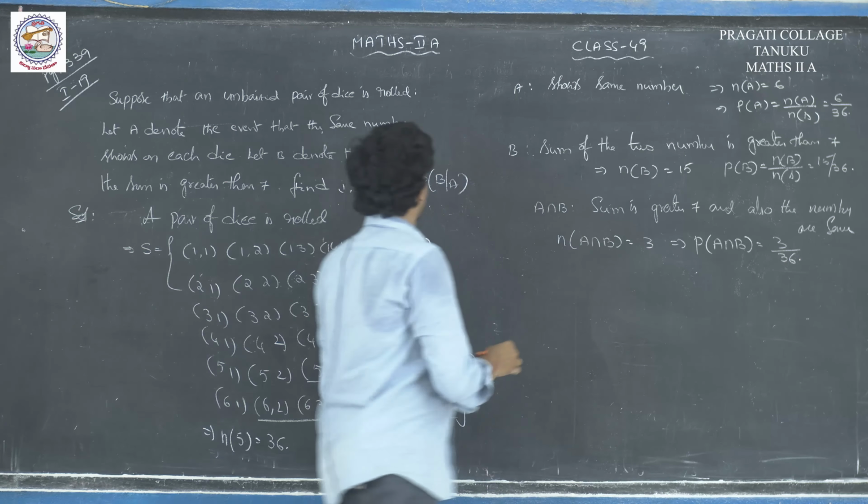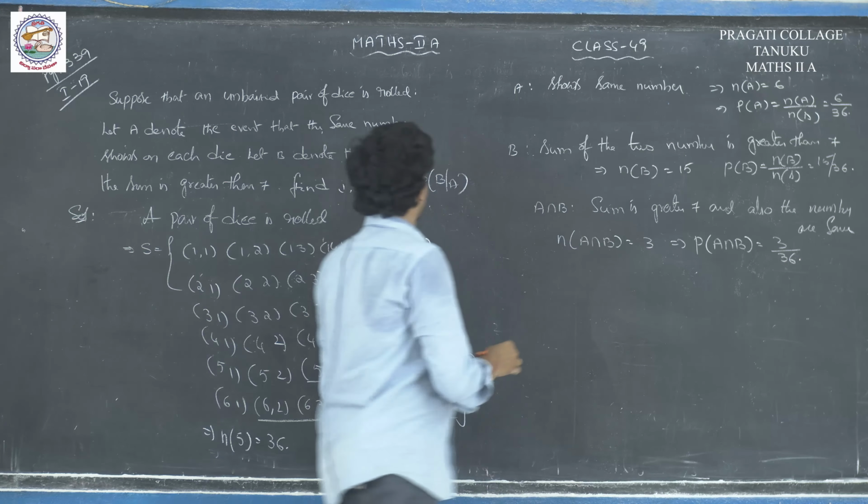What is the second part? Here the second part is P of B given A. What is the formula? P of A intersection B by P of A. P of A intersection B means 3 by 36, divided by P of A, which is 6 by 36. 36 cancels. So the answer is 3 by 6. After cancellation of the 3 table, the answer is 1 by 2.